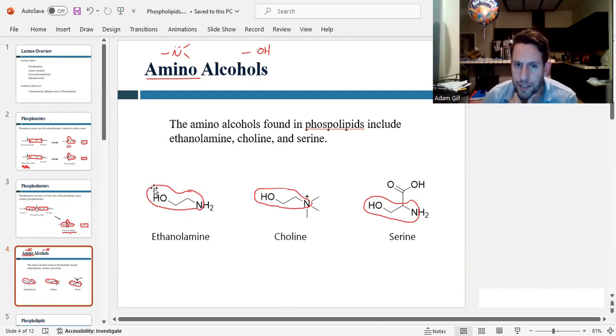Ethanolamine is like the bare bones. Choline has three methyl groups attached to the nitrogen. So technically it's a quaternary ammonium, but technicality. And then serine has an extra carboxylic acid sticking off the side. But they all have that same core amino alcohol structure.